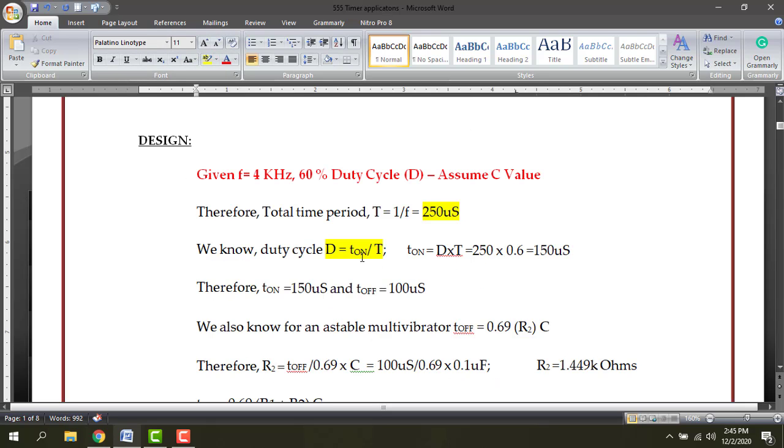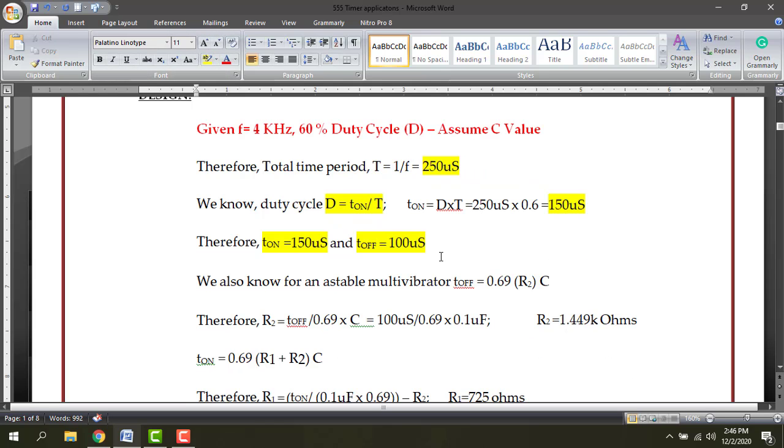Using the duty cycle formula, duty cycle D is equal to T on divided by T. To find T on, T on is equal to D into T. The duty cycle is 60%, that is 0.6, and the total time period is 250 microseconds. So T on is equal to 150 microseconds. The total time period is 250 microseconds and the on time is 150 microseconds, then the off time will be 100 microseconds. So we calculated the on time as 150 microseconds and the off time as 100 microseconds.